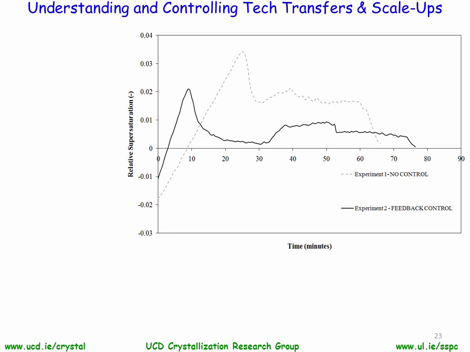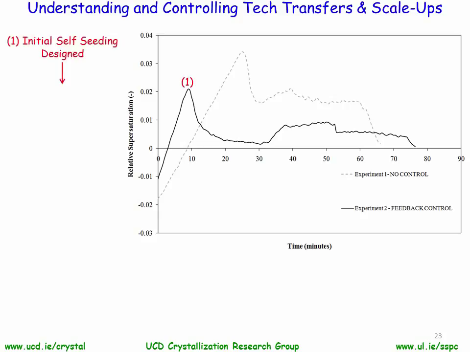What we'll look at now is our relative supersaturation on the y-axis and time on the x-axis. As we can see, looking at the grey dotted line where no feedback control is implemented, this supersaturation profile is a function of the scale up, so the change in heat transfer and mixing capabilities. We can see we almost double the relative supersaturation throughout the batch. And again, this led to excessive incrustation and poor product flowability because of small particle size.